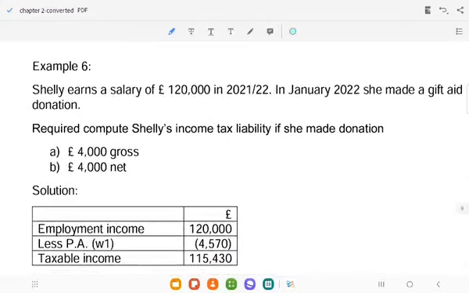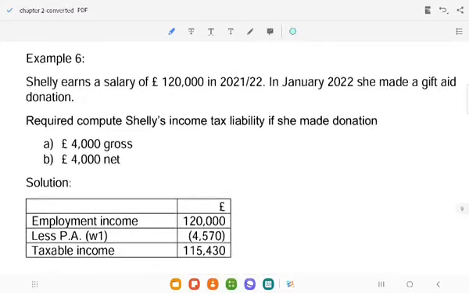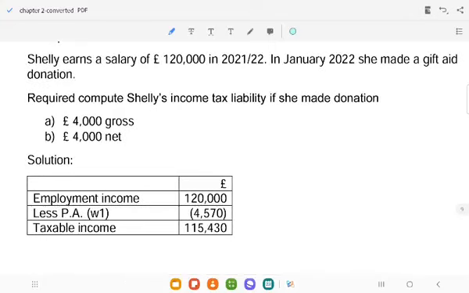How? Let's consider that. Shally earned a salary of 1,20,000. In January 22, she made a Gift Aid donation. Required: compute Shally's income tax liability if that donation is a gross amount, and what if it is a net amount? First, we are considering that Shally is donating a gross amount of 4,000.